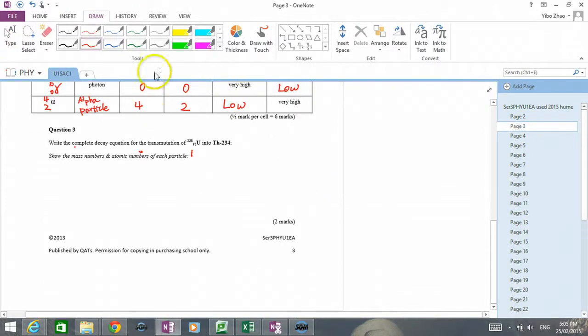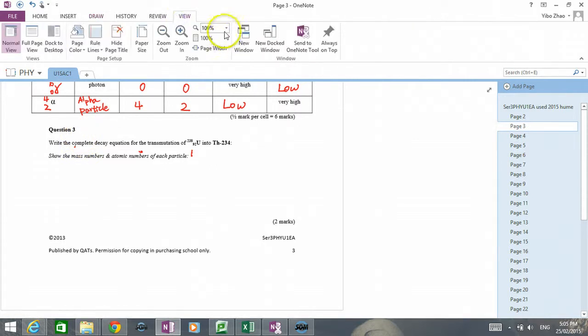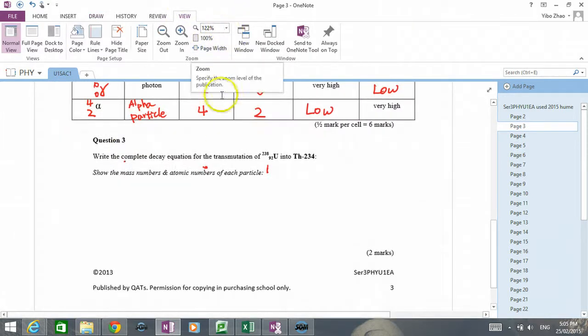Okay, now let's do question 3. In question 3, I need to write a decay equation for this process, when uranium 238 is transformed to thorium 234. So I have uranium 238, 92 before the reaction.